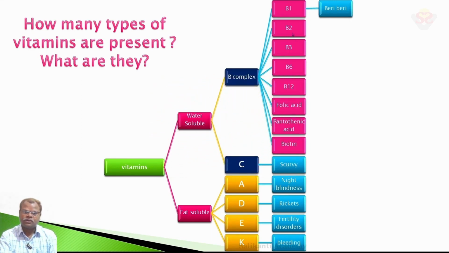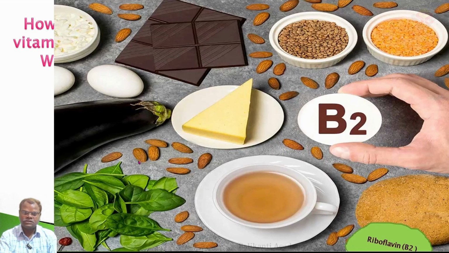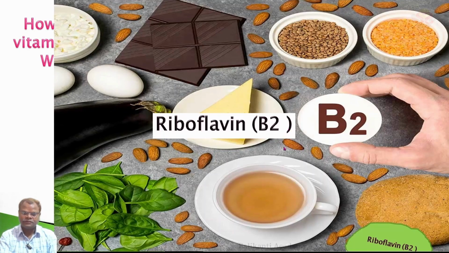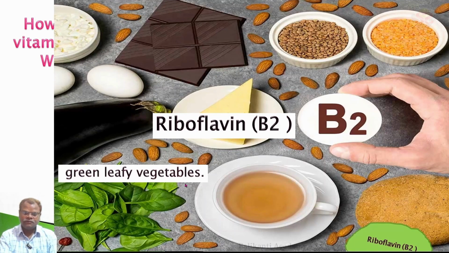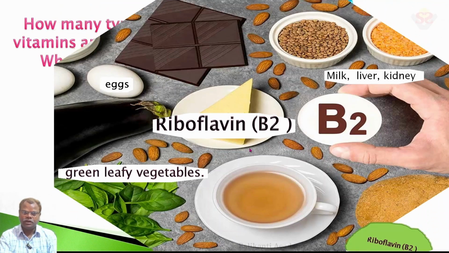The major source of vitamin B2 is this. The chemical name of B2 is riboflavin. Green leafy vegetables have vitamin B2, riboflavin. Eggs also have vitamin B2. Milk, liver, and kidney also have vitamin B2. By having these food materials in your diet, you get riboflavin, vitamin B2.